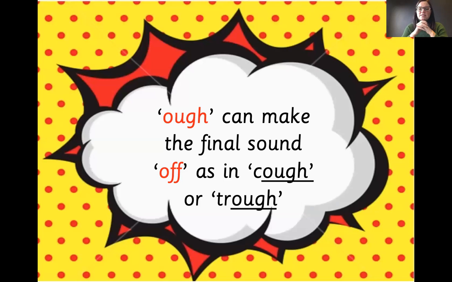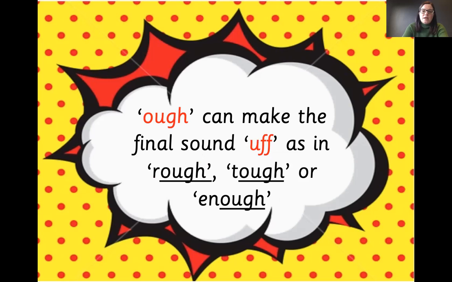O-U-G-H can make the final sound off, as in cough or trough. You can see it underlined there, can't you? So it can make an off sound. It can also make the final sound uff, as in rough, tough, or enough, which is funny because when you've got that f on the end, you often want to use the digraph, don't you? But not in some of these words. So these words, rough, tough, and enough, they use O-U-G-H, oh, you greedy hen, to make the uff sound.